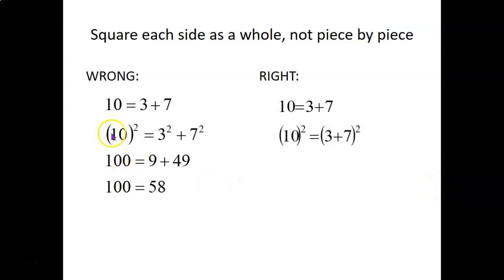but you can't just go through and square individual pieces. So for example, in the equation 10 equals 3 plus 7, I'm not allowed to go through and square the 3 and the 7 individually. It's not true that 10 squared equals 3 squared plus 7 squared. You can see that the numbers don't match up. But you can say, okay, take the 3 plus 7 and square the whole thing. Then 10 squared would be equal to the sum of 3 plus 7, and then that whole thing squared.